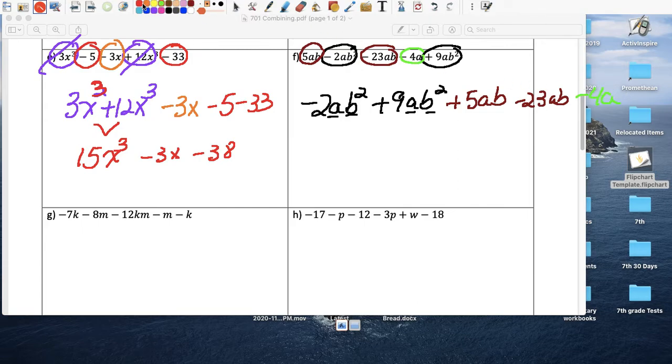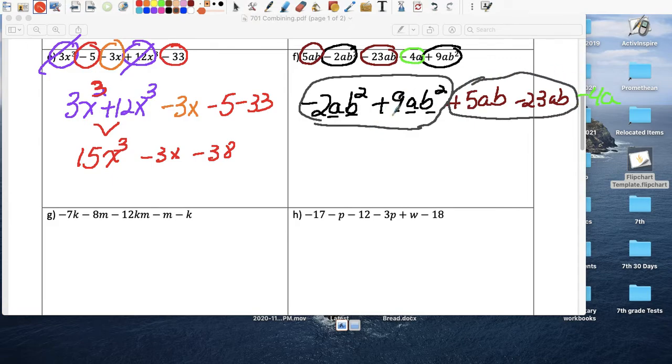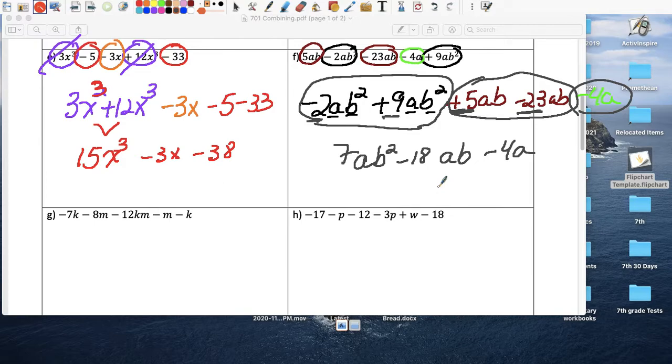So we're going to combine these two together, and then we're going to combine these two together, right? So here, let me copy, the AB squared stays, and all we got to do is negative 2 plus 9, and that's 7. Here, we know it's going to be something AB, so it's 5 minus, is that 23? Yeah, 5 minus 23, which is negative 18. And lastly, this one we just copy down because there's nothing to combine. Okay?